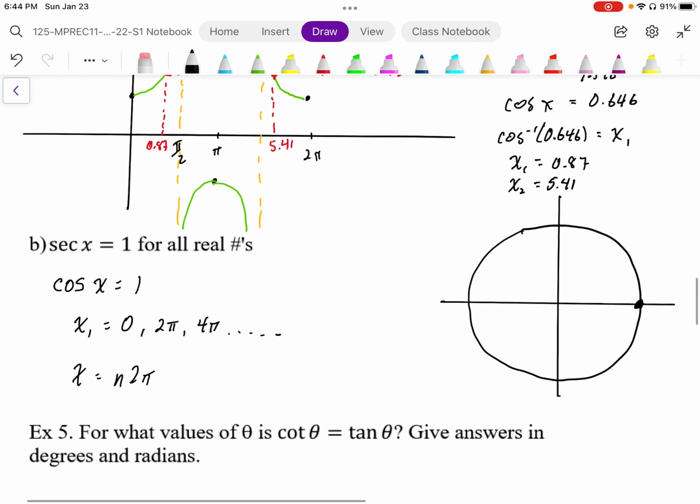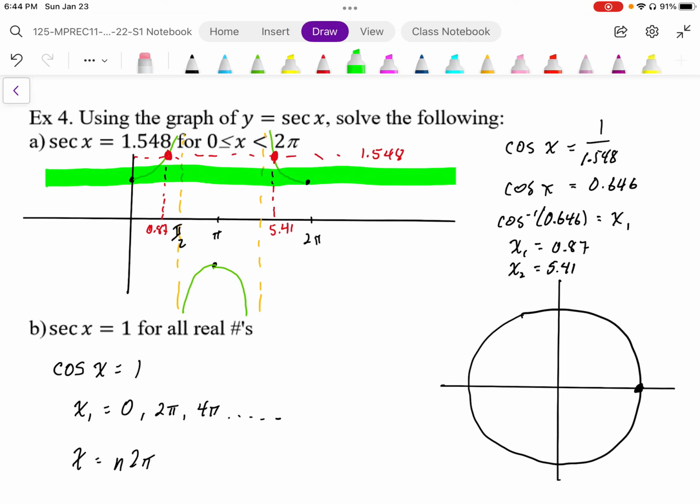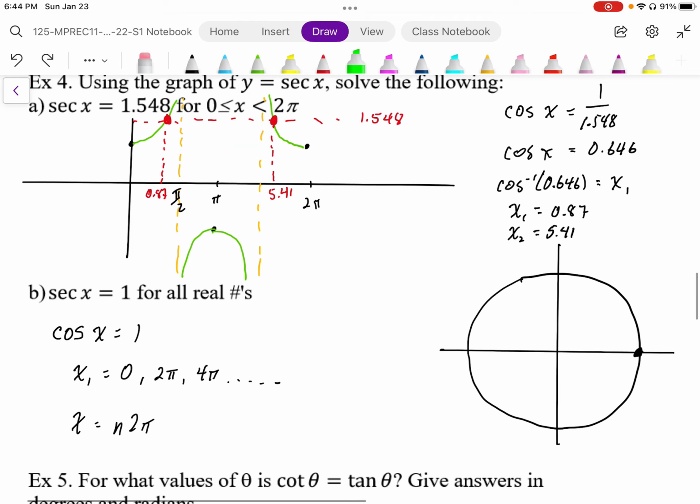And again, we can see that here. If I take a look at secant x equals 1 on the graph, it's going to be along that line. It's going to repeat every 2 pi. We're going to end up with a solution for cosine x equals 1 or secant x equals 1.